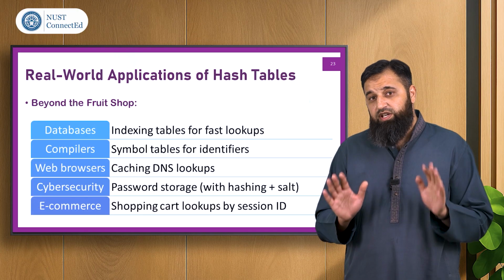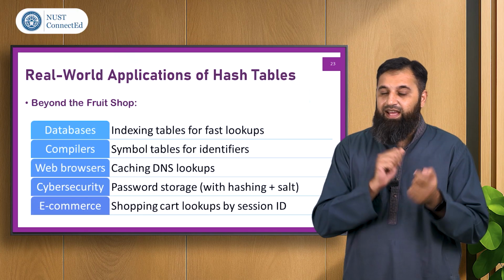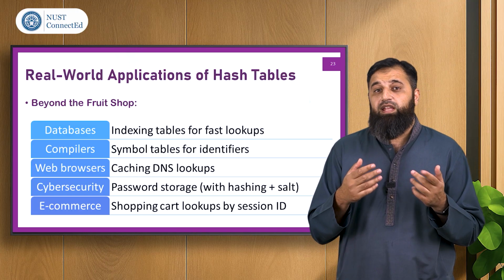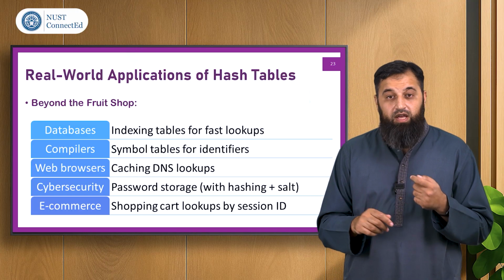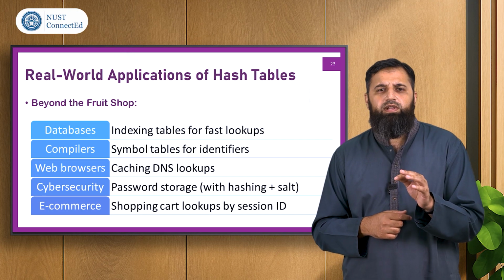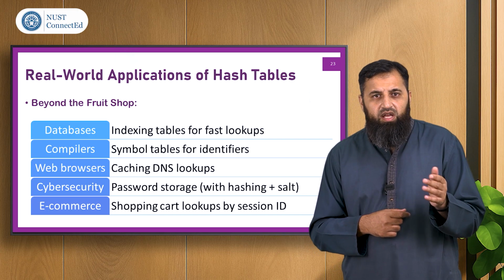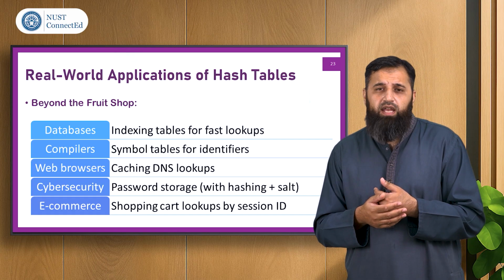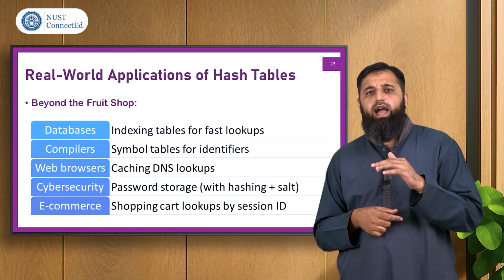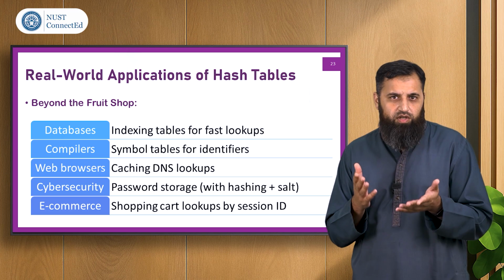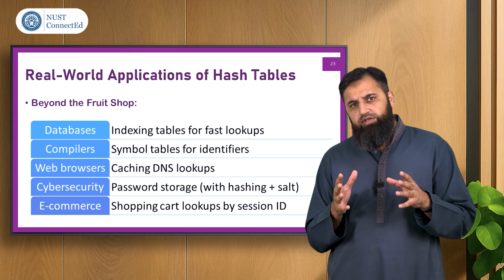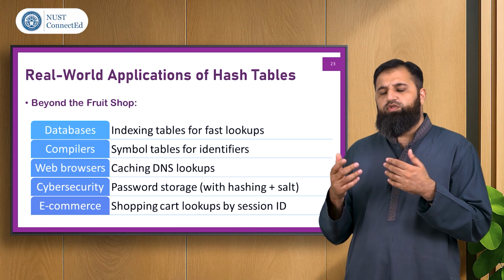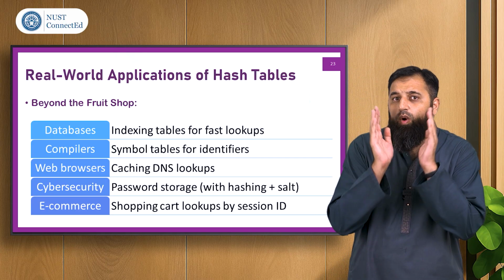Collision resolution isn't just academic, it's everywhere. Your databases use it for indexing tables for lightning fast lookups. Your compilers use it for storing variable names in symbol tables. Web browsers use it to cache DNS lookups. In cybersecurity, it is used for storing hashed passwords with salt for security. In e-commerce, your shopping carts are often mapped to customer sessions using hash tables as well, and they require collision avoidance.